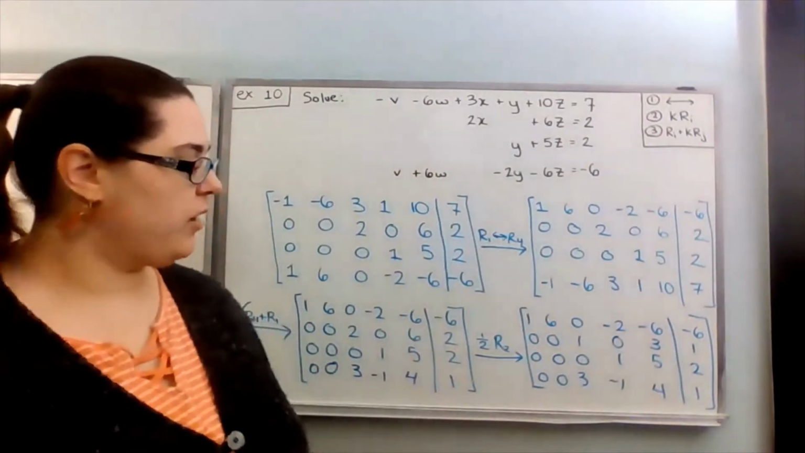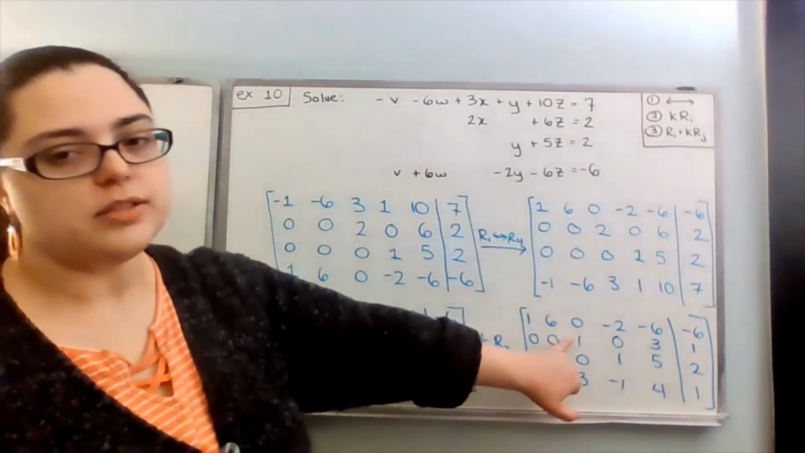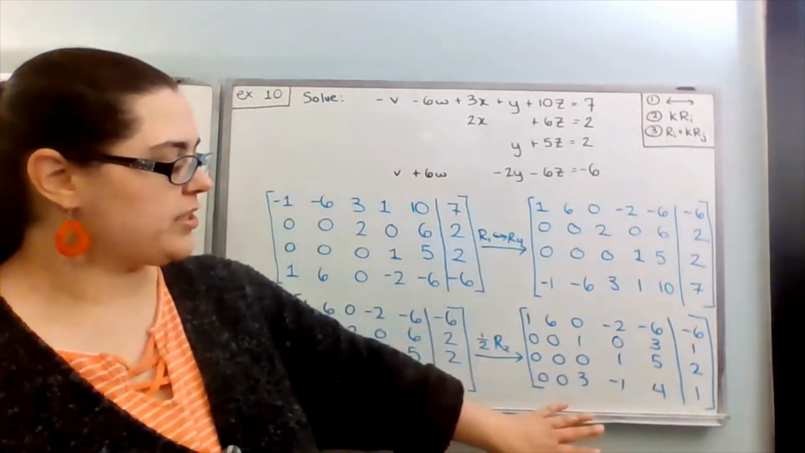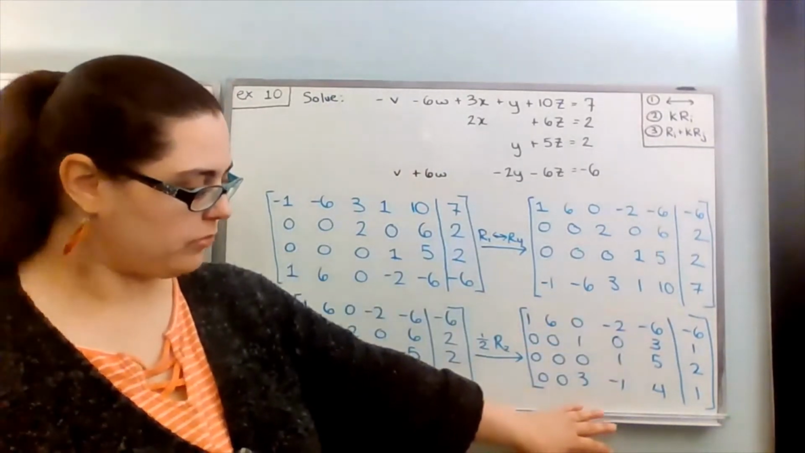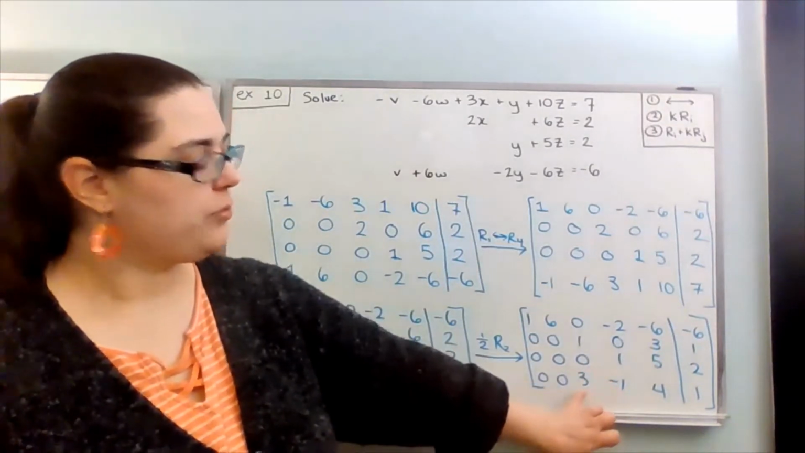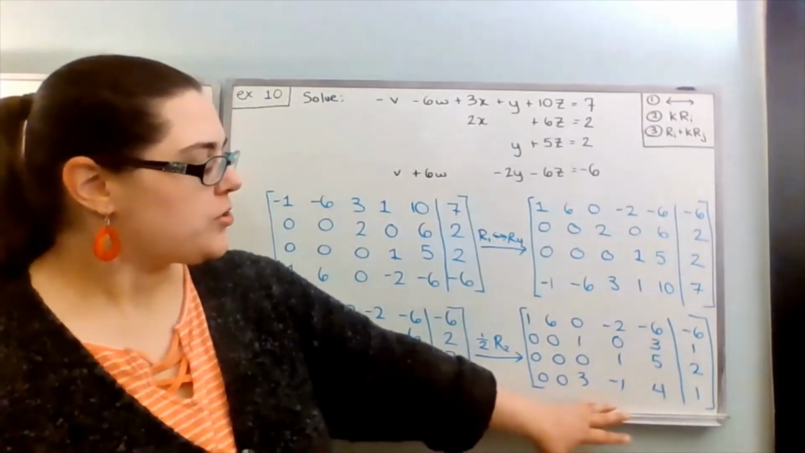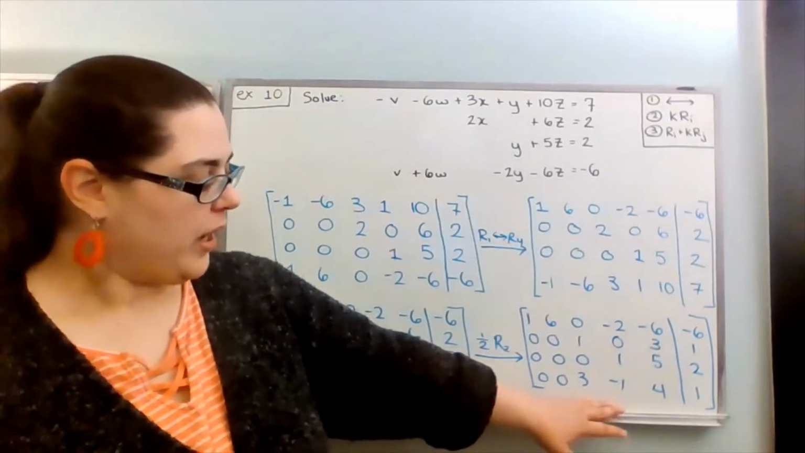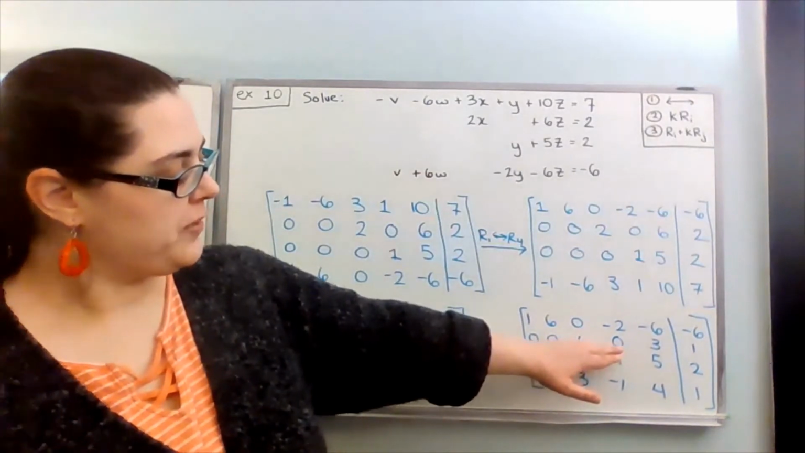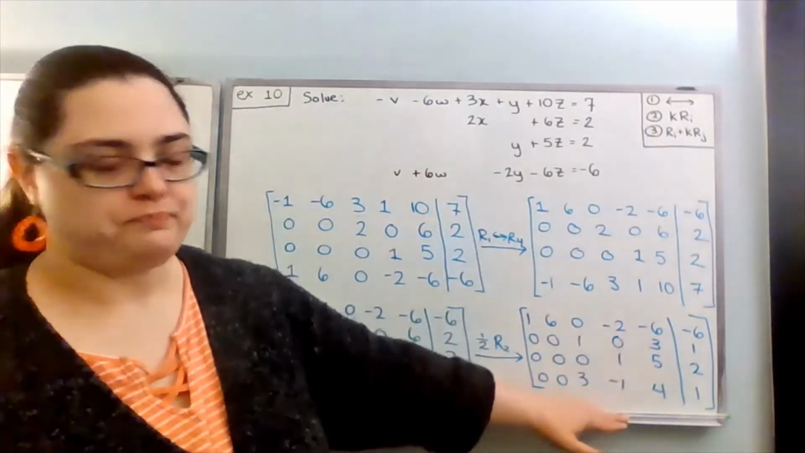So now we have our leading entry of a 1. Once we achieve that, we want to make sure that we have only zeros below. In this case, we have a 0 in row 3, but we have a 3 in row 4. So to get rid of this 3, I'm going to need to add -3 copies of row 2, and that will cancel out the 3.